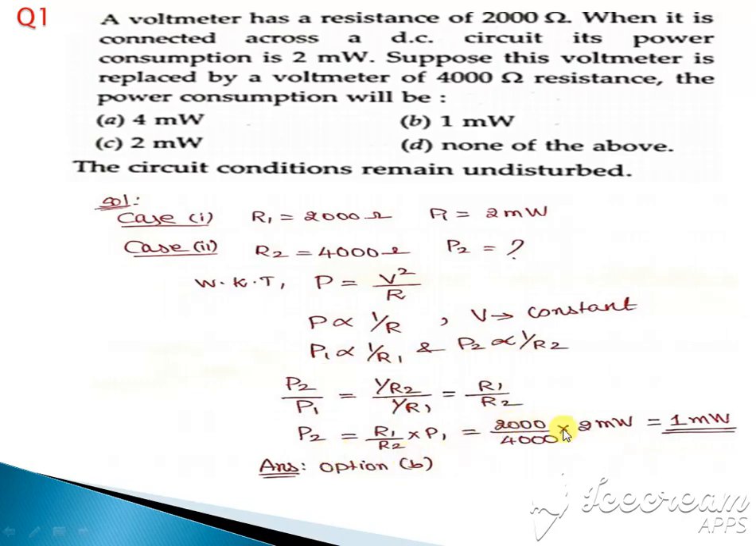From this, P2 is equal to R1 by R2 into P1 is equal to 2000 divided by 4000 into 2 milliwatt is equal to 1 milliwatt. The answer is option B.